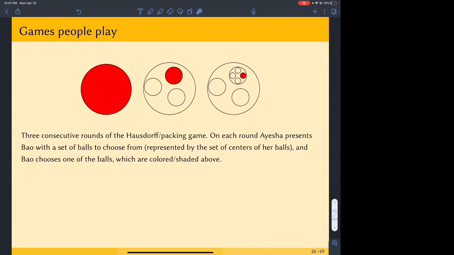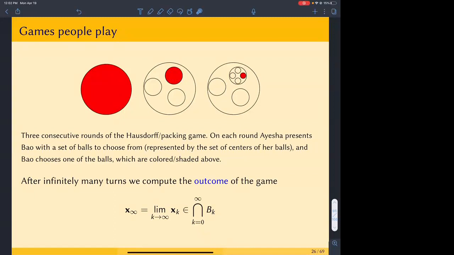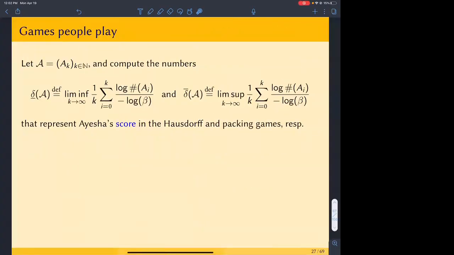So here's a picture which is probably much better than the previous slide. Let's say Aisha picks this ball. Bao picks this ball. And then Aisha says, okay, I'm going to give you a set of 3 new sub-balls in your ball. Then Bao picks a new one. Aisha now says, okay, I'm going to pick these 4 inside your ball. Then Bao picks this one, and the game goes on. After infinitely many turns, you compute the intersection of Bao's balls, and you get the outcome of the game.